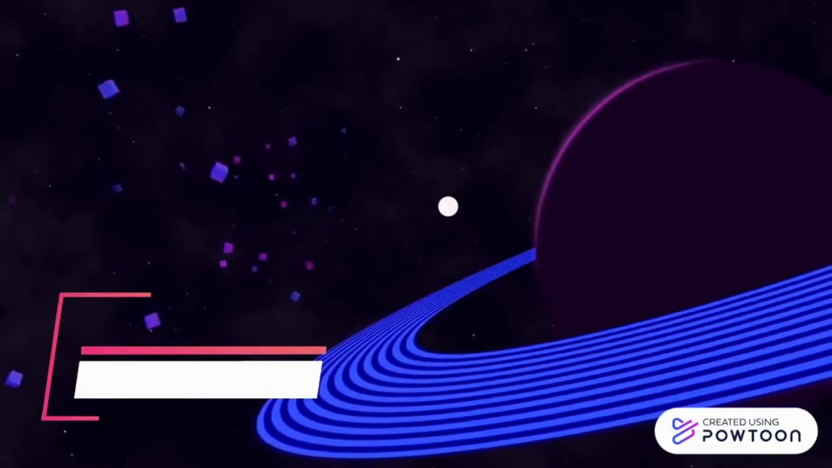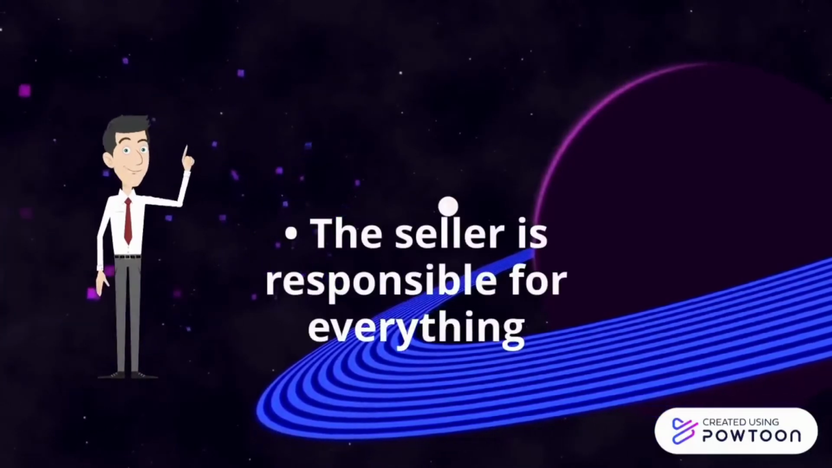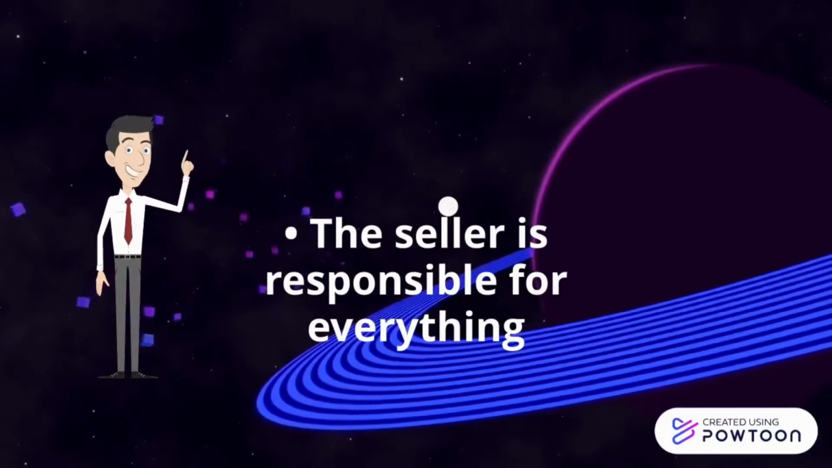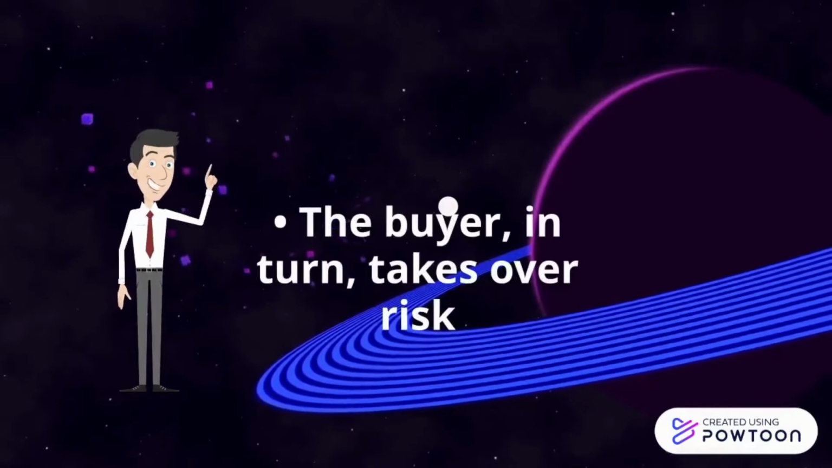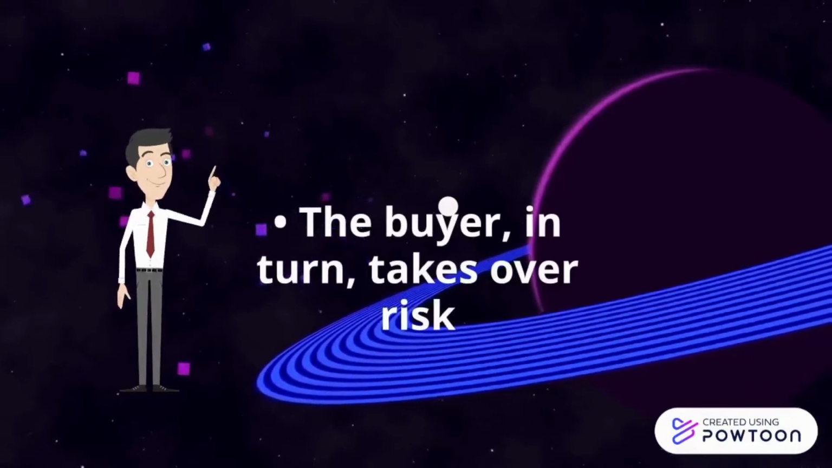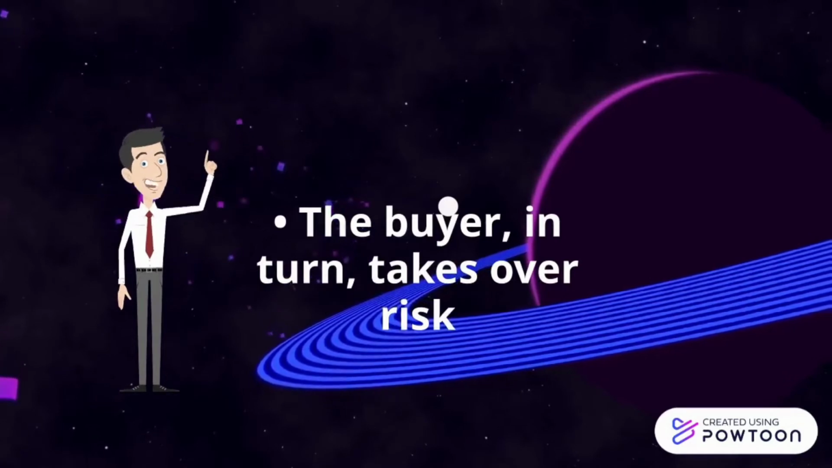How does DAP work? The seller is responsible for everything, including packaging, documentation, export approval, loading charges, and ultimate delivery. The buyer in turn takes over risk and responsibility as of the unloading of the goods and clearing them for import.